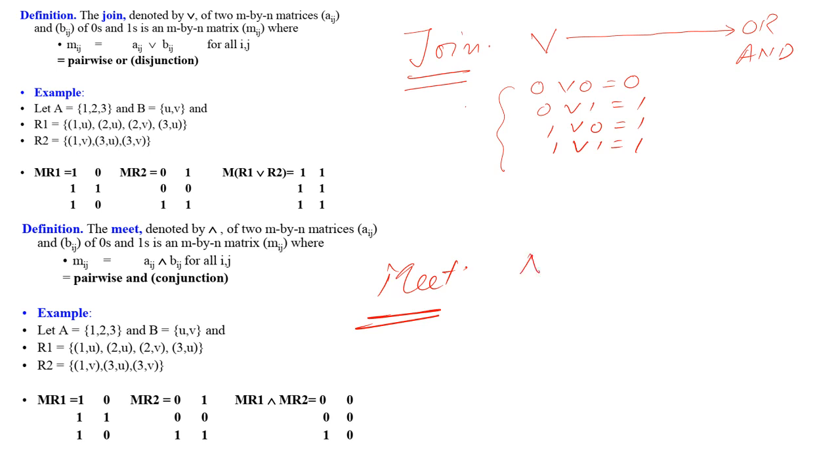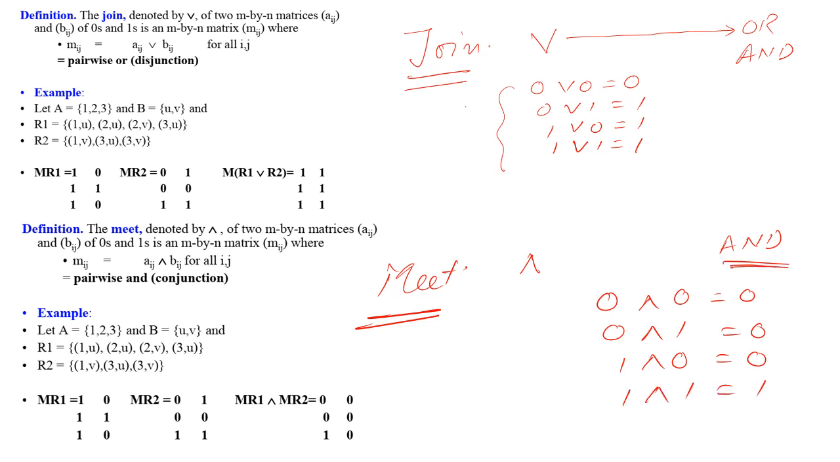Now the meet operation, which is denoted by this symbol, is similar to your AND operation. That means 0 meets 0 is equal to 0, 0 meets 1 is equal to 0, 1 meets 0 is equal to 0 and 1 meets 1 is equal to 1. So this is similar to your AND operation, right? So now let us see how we can use the join and meet operations to perform the relation operations with the help of matrices. Right?